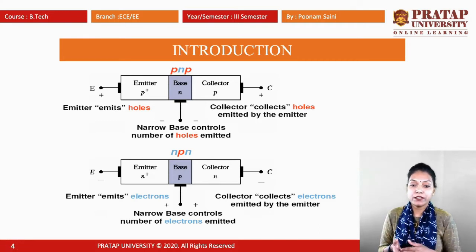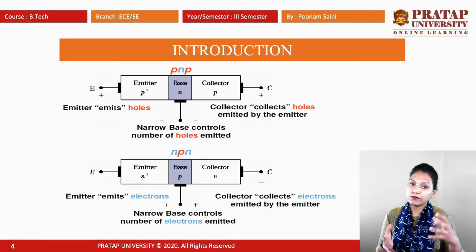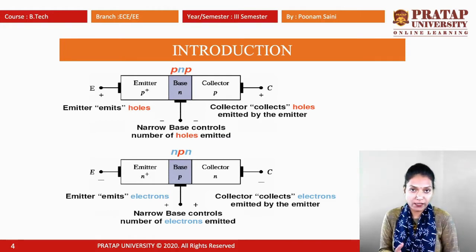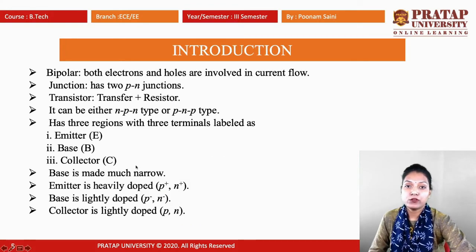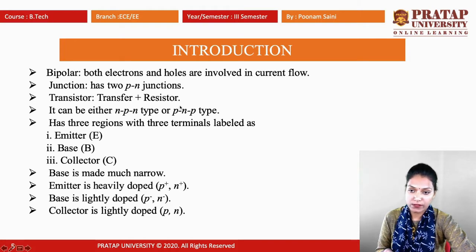So in PNP the holes are injected at the emitter end and collected at the collector end, and in NPN the electrons are injected at the emitter and collected at the collector. In a bipolar transistor, both electrons and holes are involved in the current flow, and it has two PN junctions. It has either PNP or NPN type and has three regions. First is collector, second is base, and third is emitter.